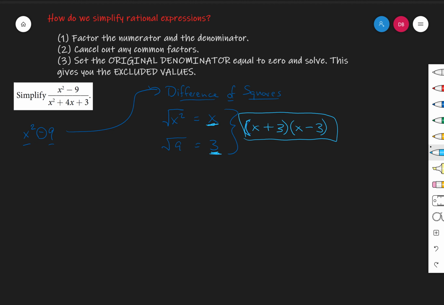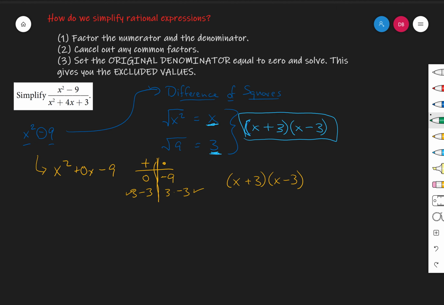If you didn't remember that, another way you could have done it is to think x squared plus 0x minus 9, because there's no x, so it's 0x. And then you could have done our typical table, add and multiply, see what adds to be 0 and multiplies to be negative 9. The only two things you would have come up with is 3 minus 3 is 0. 3 times negative 3 is negative 9. So you still would have gotten x plus 3 times x minus 3. So there you go. That's the numerator is factored.